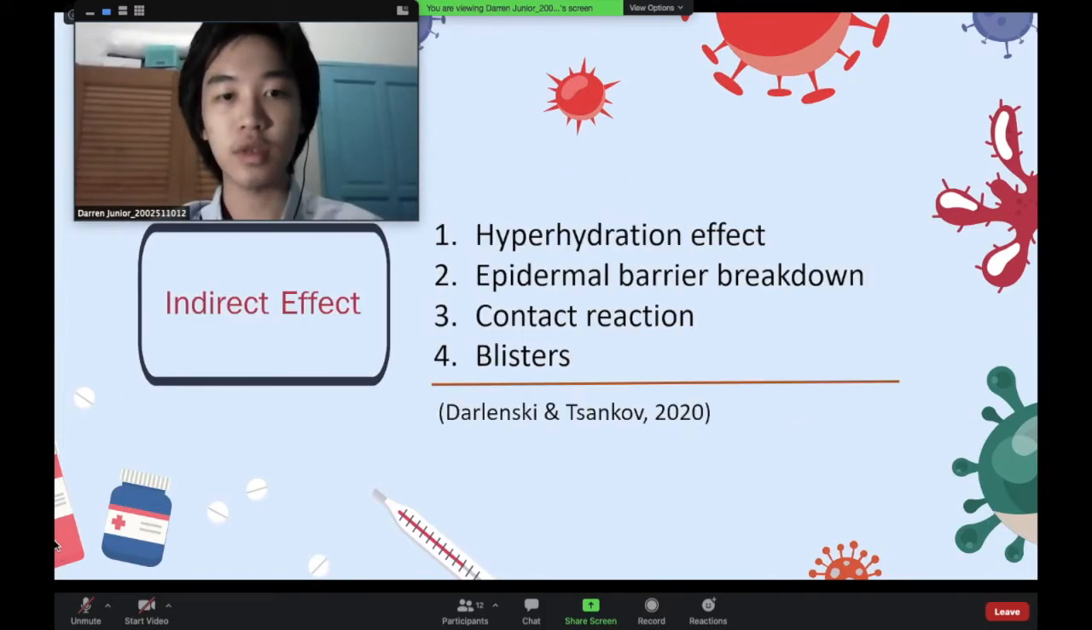In contrast with a few cases where skin problems are caused by COVID-19 directly, most of the skin problems manifested are actually caused by the continuous use of protective equipment or hygiene products. The continuous use of protective equipment could cause hyperhydration effect, epidermal barrier breakdown, contact reactions, and even blisters, which would lead to the manifestation of a new skin problem or worsen an already existing one.